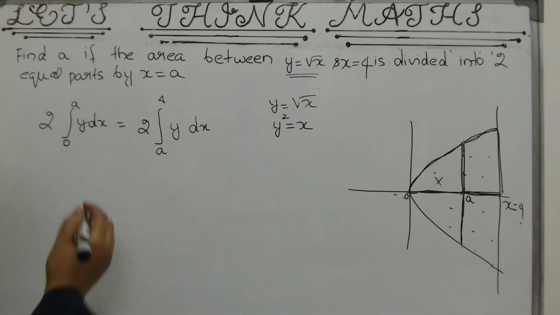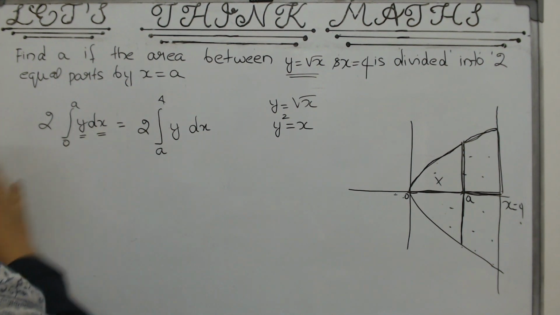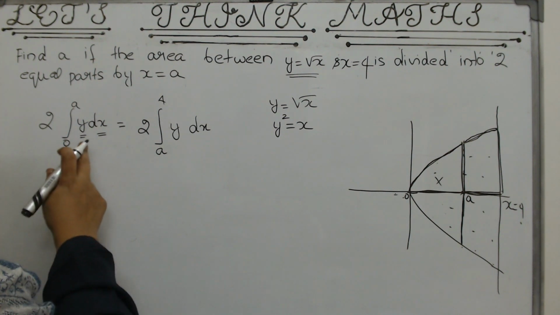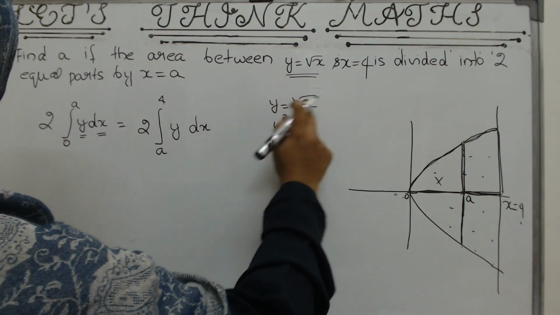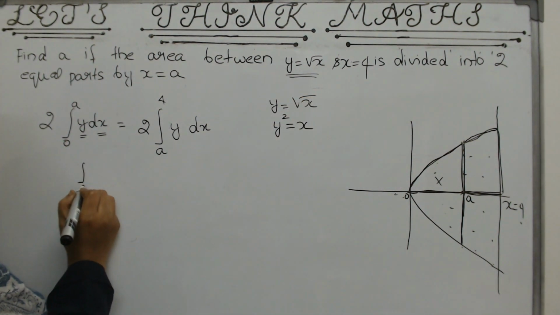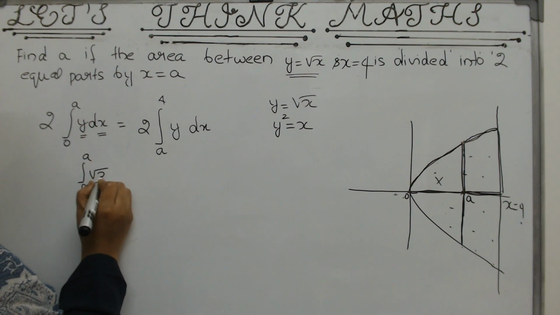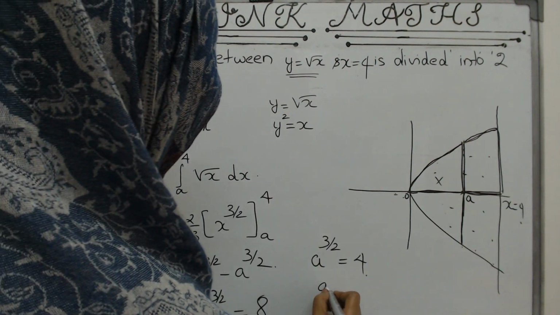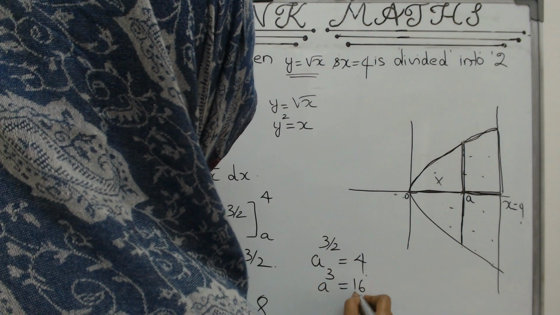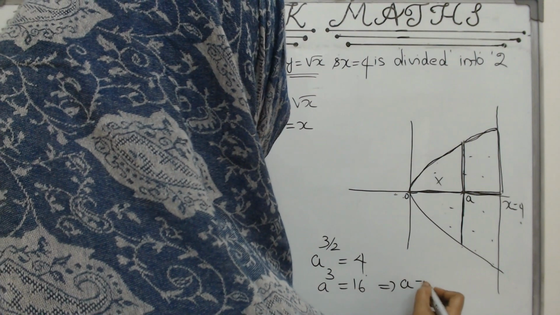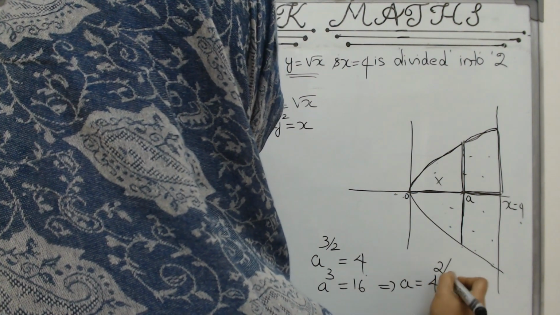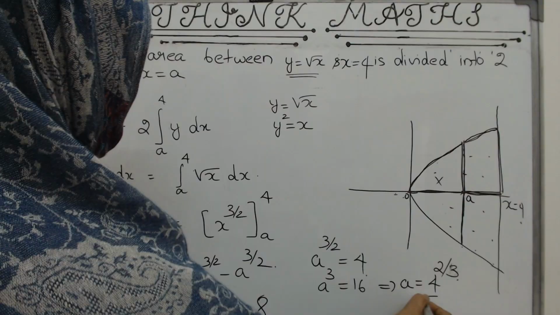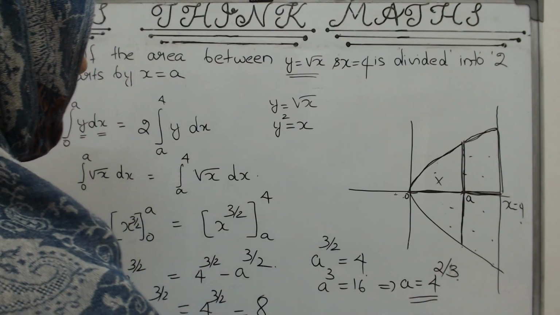But what do you see here? Y dx. We cannot have that. We have to make it into a function of x. And where do we get that from? From this equation, which is square root of x. On integrating, what do you get? It is the cube root of 16.